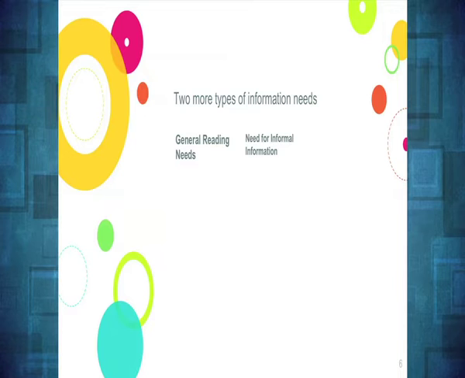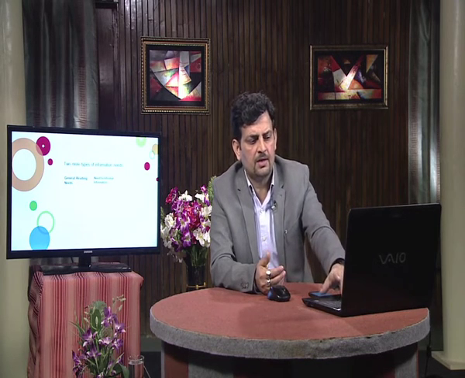So, broadly we can categorize the information needs as journal reading needs, or the need for informal information. Journal reading needs, like I need reading material such as fiction, or reading materials like newspapers. So, reading needs are another type of information needs, or sometimes the need for informal information. The information which does not fall under the academic or research category, I also sometimes need that informal kind of information. So, that is another type of information needs we can categorize.